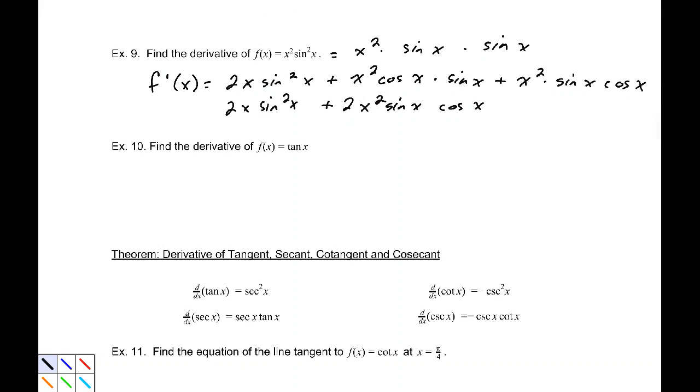Example 10: find the derivative of f of x equals tangent x. To do this, we first want to write this. We're actually proving the statement in this theorem below. We're going to write this as sine x over cosine x, and treat that as a quotient rule. u prime is cosine x, v prime is minus sine x.